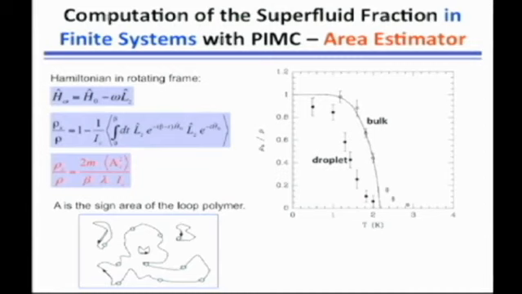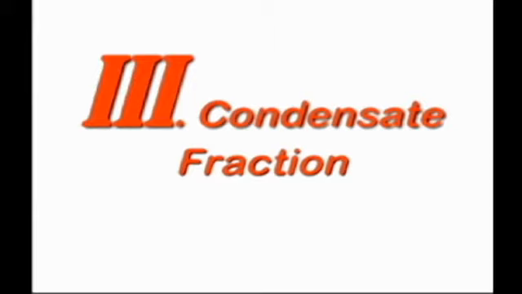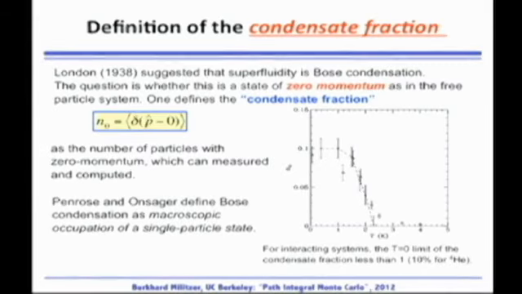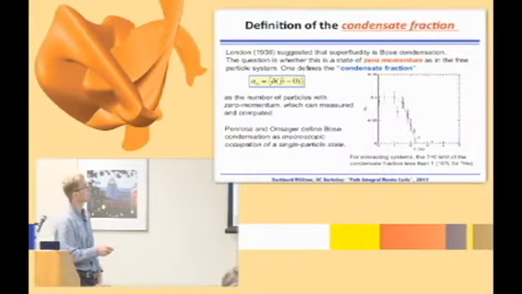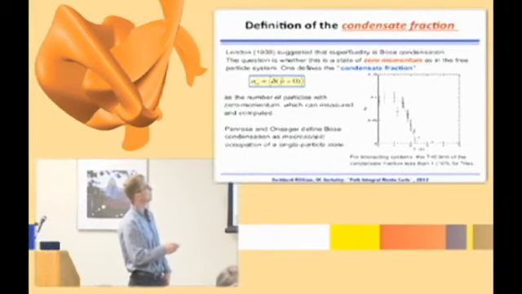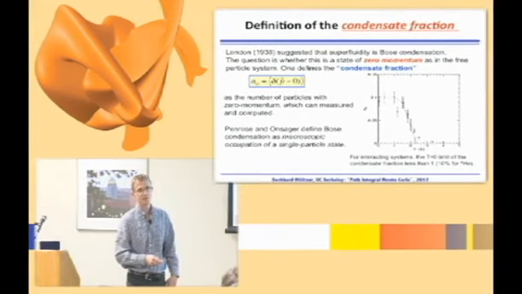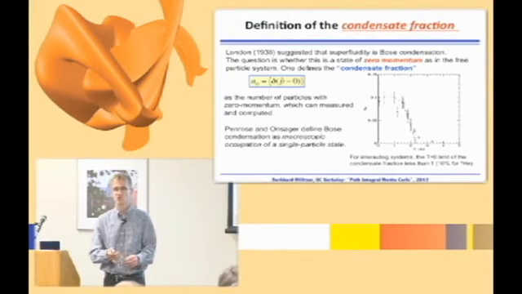So one confusing part is, so far we talked about the superfluid fraction, and that goes to 1 in the limit of low temperature. Then there is another fraction that's just there for your confusion, and it's called the condensate fraction. The condensate fraction is defined as the fraction of particles that go to the zero momentum state. And it's basically a historical definition.